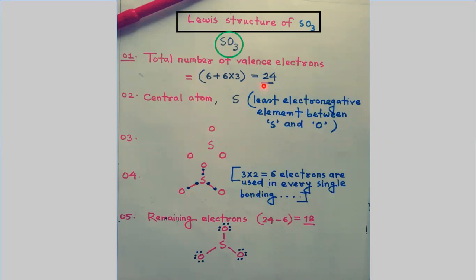So out of 24 electrons, 18 electrons are remaining, and we will place them on the outer oxygen atoms like this: 2, 4, 6, 2, 4, 6, and 2, 4, 6. All electrons are used in this structure, so it may be the structure of sulfur trioxide.